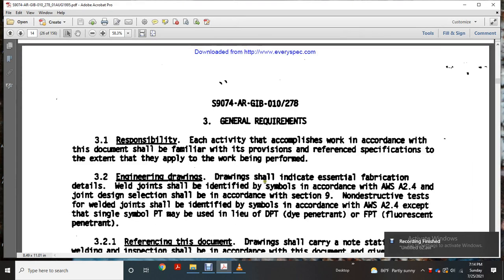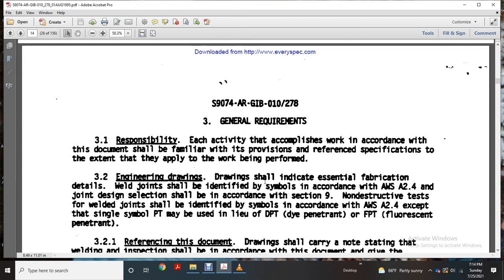General requirements. Responsibility. Each activity accomplished with the work in accordance with the document should be determined with the provision, reference, specifications, and consent that apply with the work being performed.